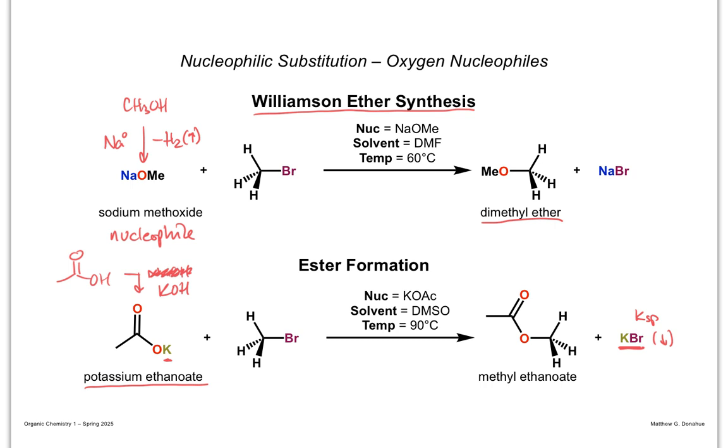The mechanism's the same, it's SN2. And in this case, you end up with an ester. So we have that ester carbonyl between 1800 to 1700 reciprocal centimeters.